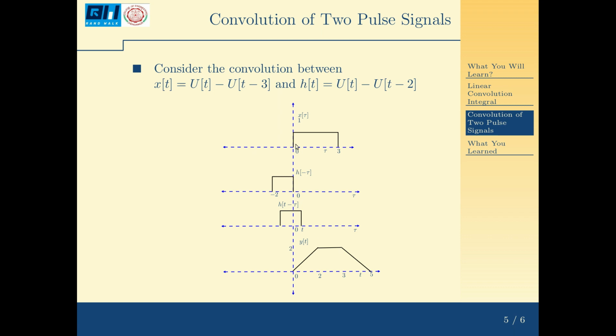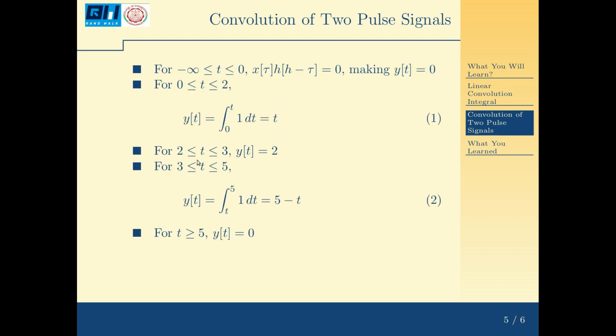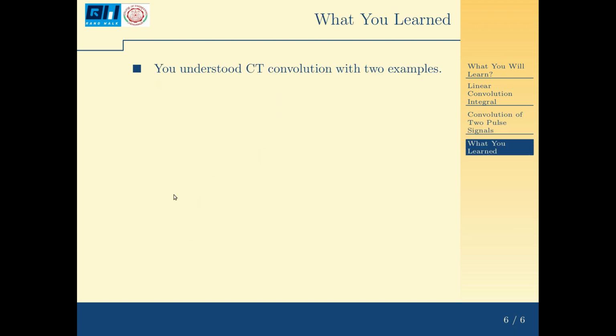So what happens at t equal to 2? At t equal to 2, this smaller rectangle has completely entered into the larger rectangle. So from 2 to 3, this stays constant, because there is no more increase, since the width of the second pulse is 2. It has entered into a pulse of width 3. So from 2 to 3, it stays at 2. And what happens beyond 3?